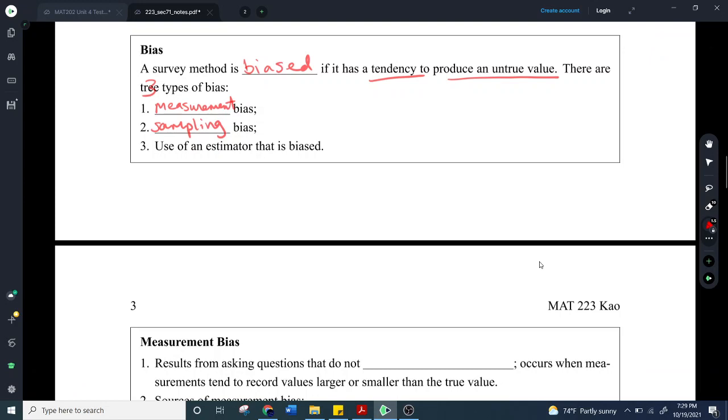That one's not going to come up too often in this chapter. Just be aware, though, that if you're using an estimator that came from another source that was biased, that's going to mess up your own results. Well, let's focus on these first two.